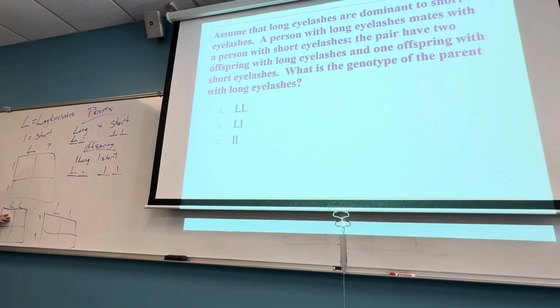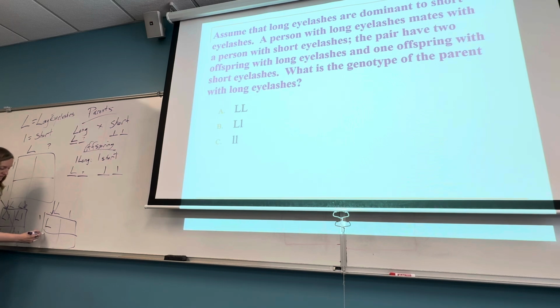So let's take a look at the homozygous dominant parent. Put big L down, and put big L down. Parent who is short eyelashes across, put the little L, and the little L, and again, little L and little L across. And I see, I don't get any short eyelash children, right? So that doesn't work. So now let's take a look at our other possibility.